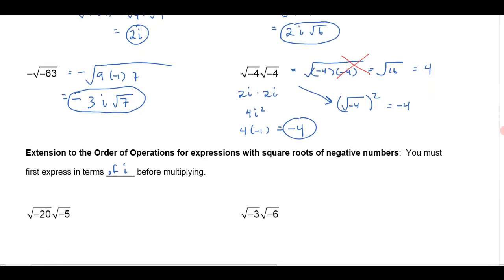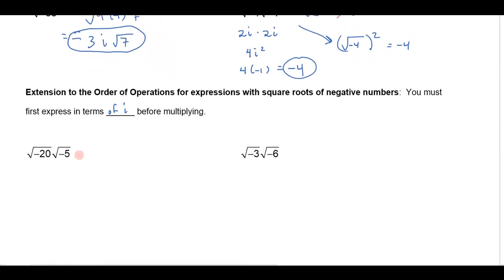Alright, so if I had, for example, the square root of -20 times the square root of -5, I could just think of that as i times the square root of 20 times i square root of 5, and then the i times the i is i squared, and the square root of 20 times the square root of 5 is the square root of 100. I can put those under that radical. So this is going to give me a -1 times 10, or simply -10.